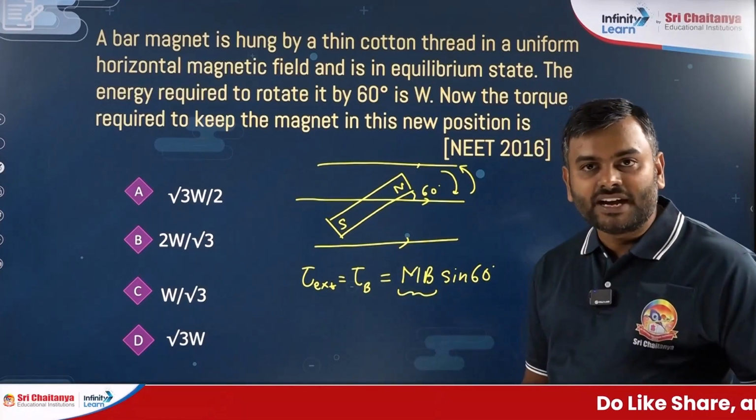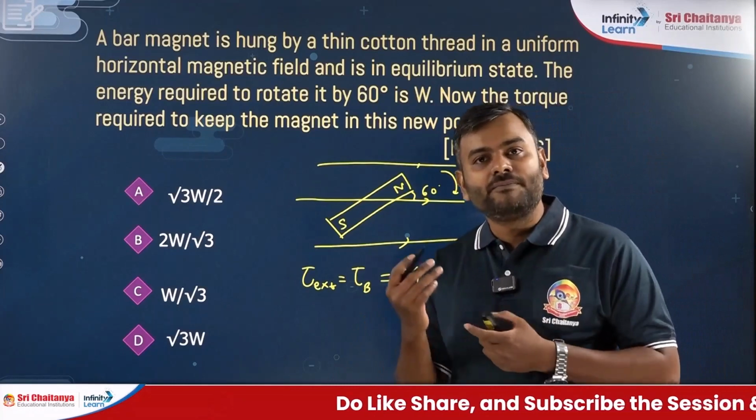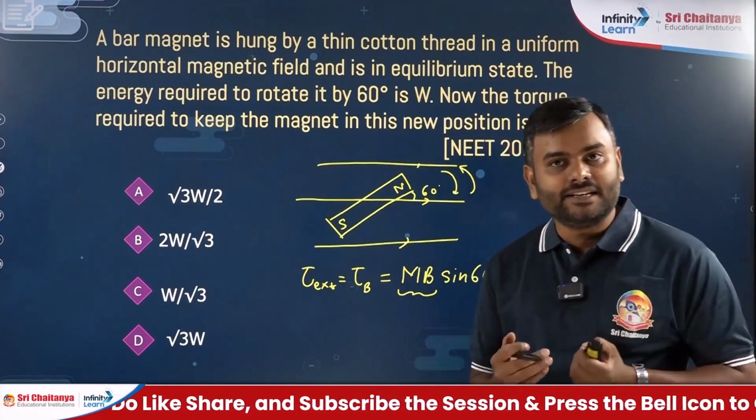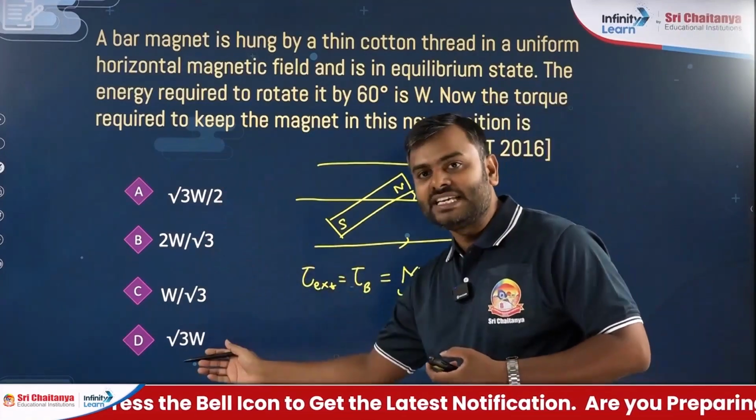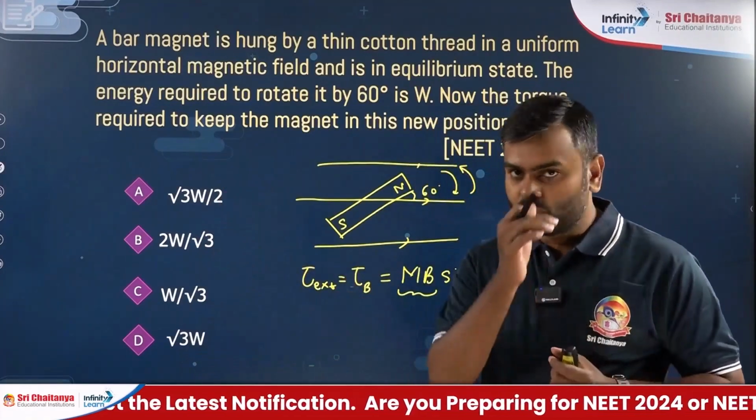But we don't have that. They have not given us the value of the magnetic dipole moment as well as the external magnetic field. So how can we calculate it? And you can see the options they have given are in terms of W. So what can we do?